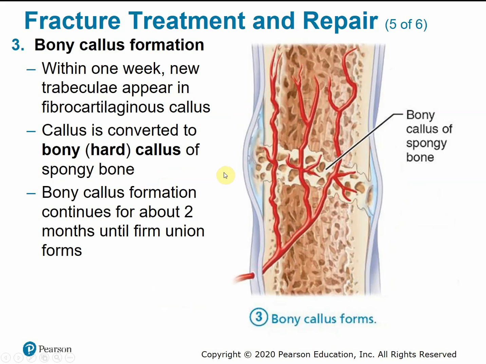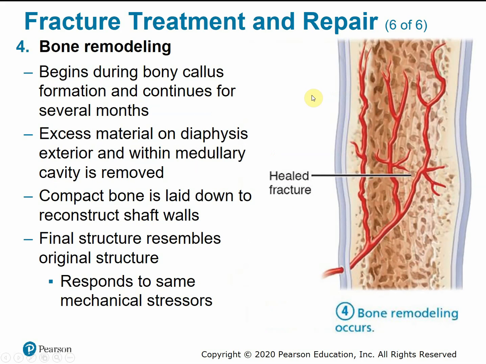So within a week or so, that fibrocartilaginous callus will be replaced by bone tissue. So those trabeculae will start to reappear, right? New bone will be formed. So this process will continue for a couple of months until we have a firm, solid union between the broken bone ends. So once the bone has been repaired, it will continue to remodel for several months after healing. So ultimately, the final structure of the bone will resemble the original structure before the fracture. So it's going to respond to those same mechanical stressors.